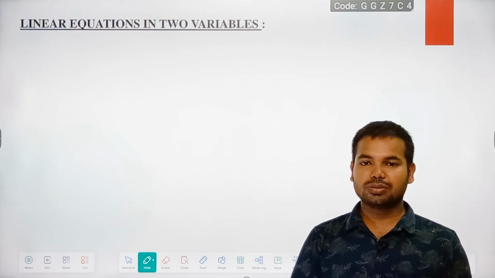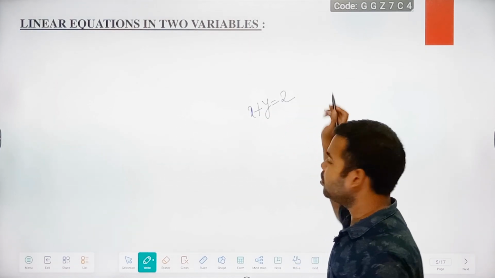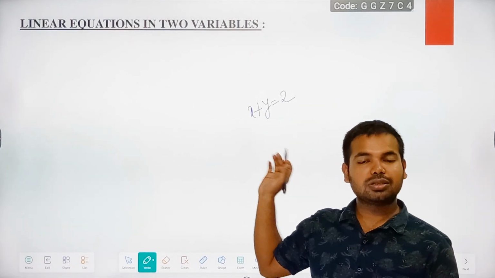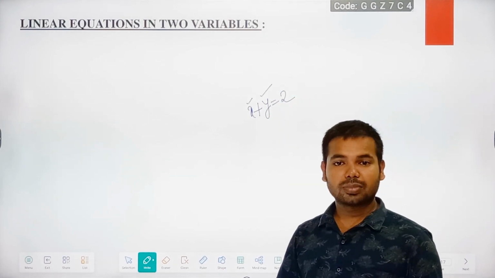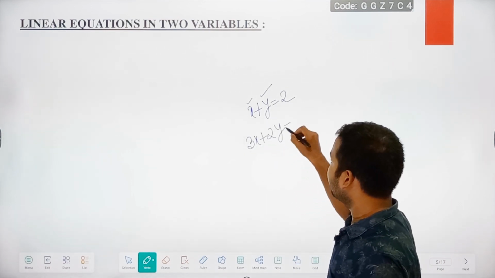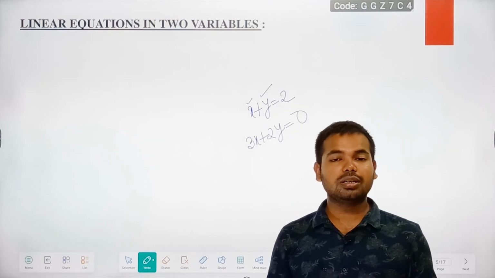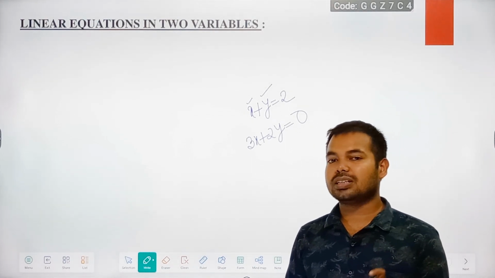So it may be of the form like this: x plus y is equal to 2. There is an equality involved, right? So it is an equation. Now there are two variables, x and y. Or we can write 3 times x plus 2 times y is equal to 0. This is also a linear equation, but remember, linear means actually degree 1.